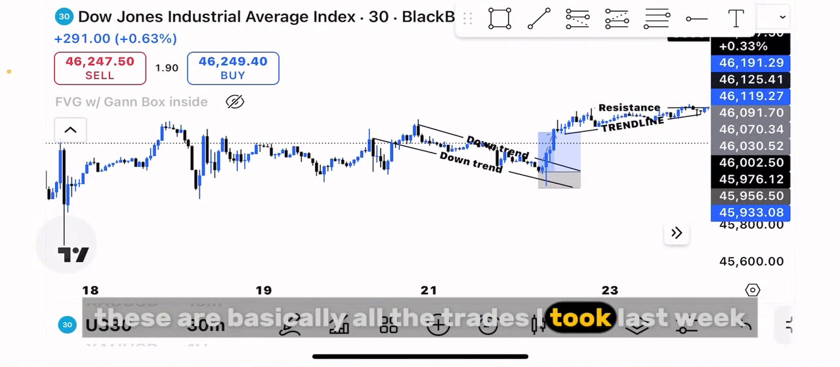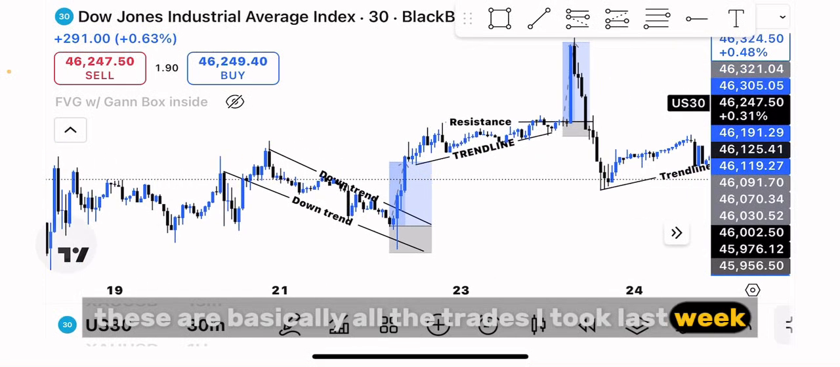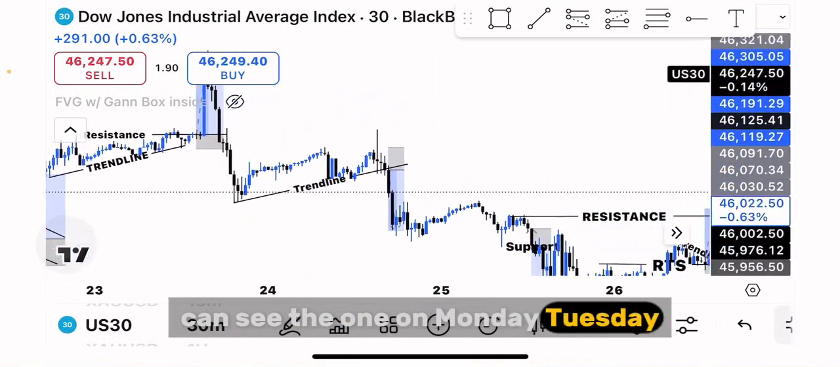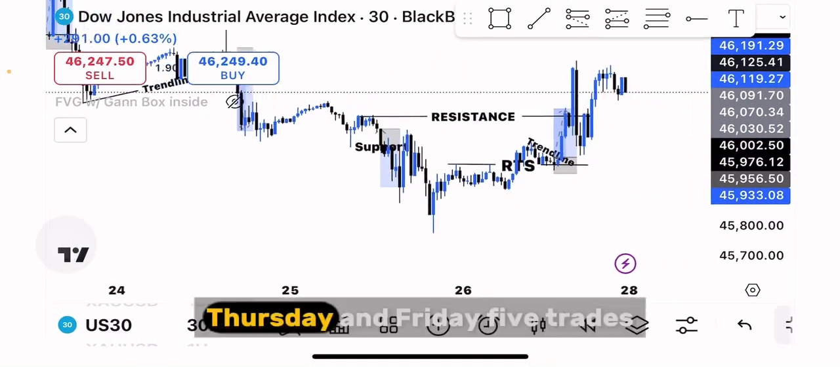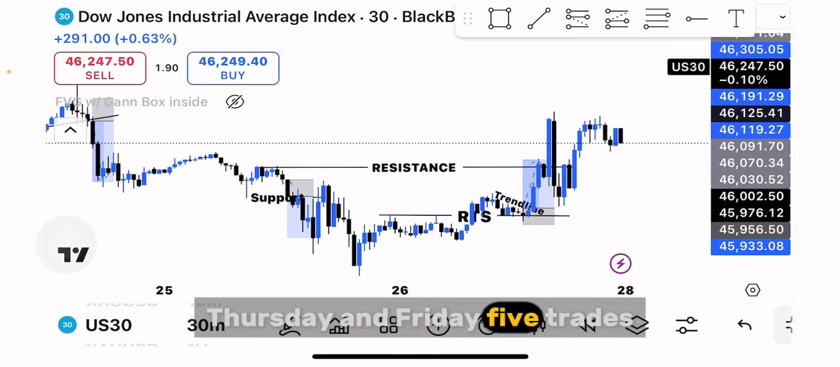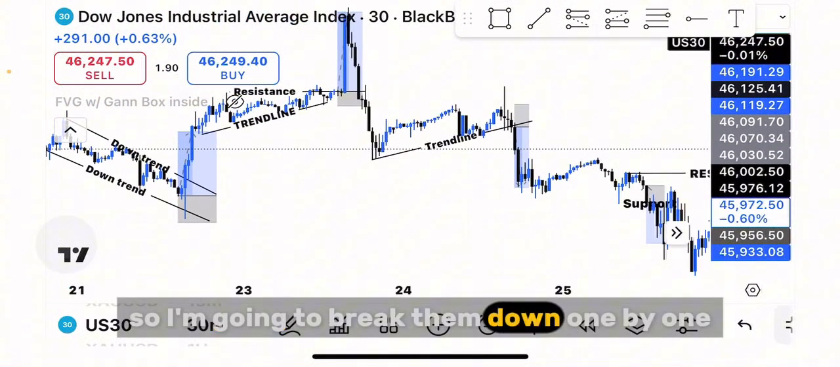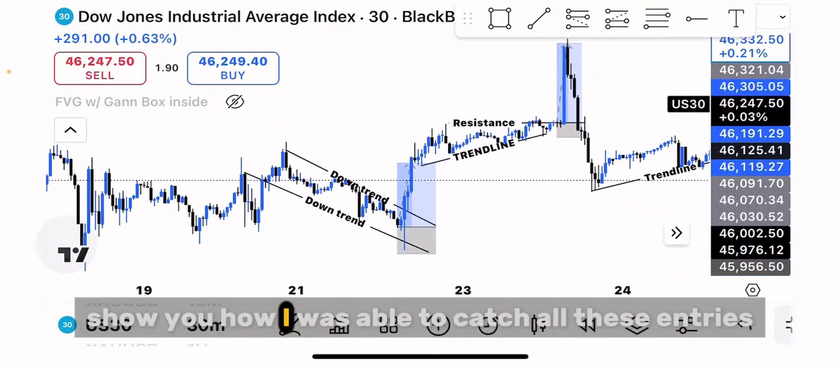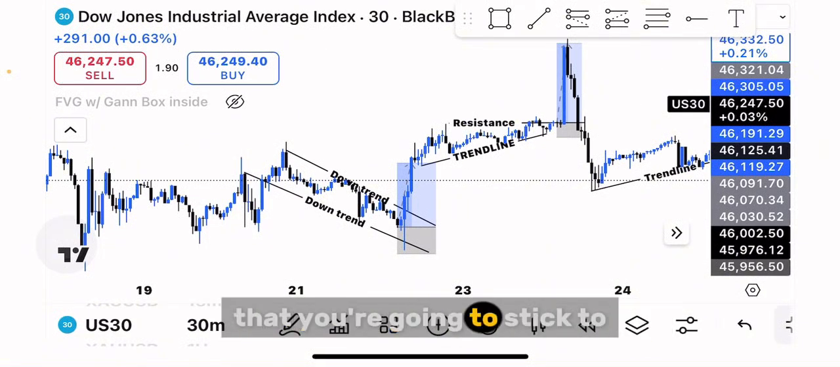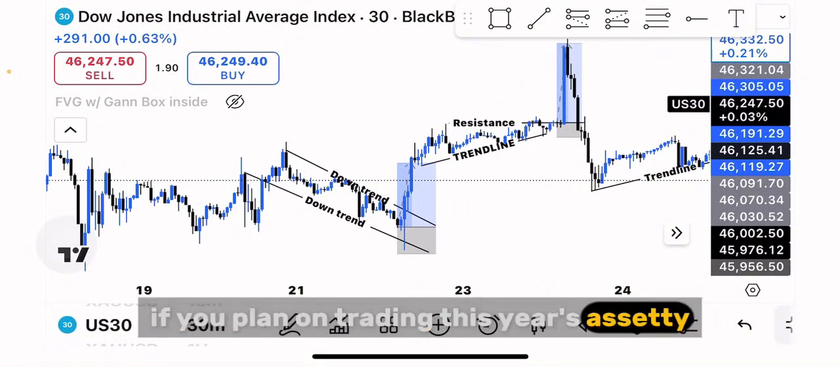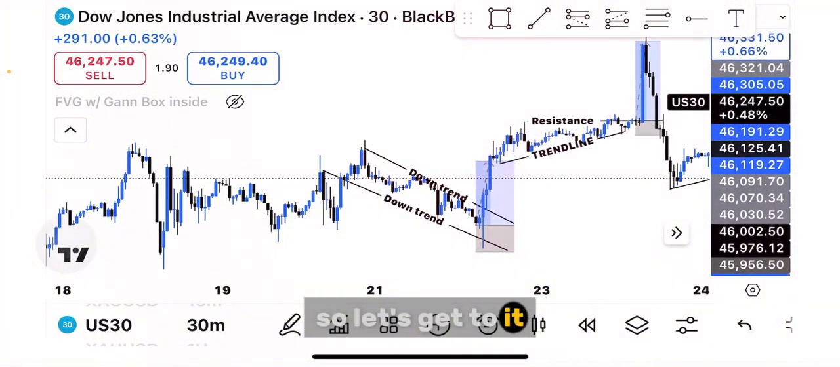All the trades I took last week. You can see the one on Monday, Tuesday, Wednesday, Thursday, and Friday. 5 trades. So I'm going to break them down one by one, show you how I was able to catch all these entries, and I'm going to give you some rules that you're going to stick to if you plan on trading this US30. So let's get to it.